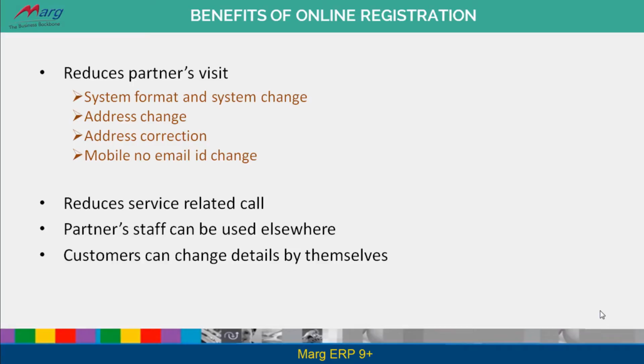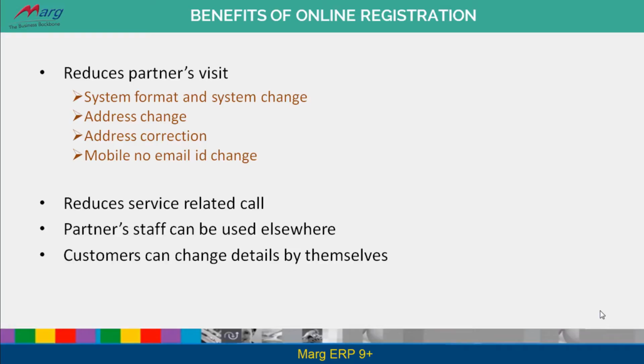Firstly, let's take a look at some of the benefits of online registration process. First is reduces partners visit. In case the customer formats his system or changes his system, in that case the exception code of the software changes. Because of the change of exception code, there appears an indication which says that the software will stop to work after 15 days. In that condition, the customer calls the partner and the partner adds new exception code in that customer's license and generates duplicate license file and pastes it in the software of the customer.